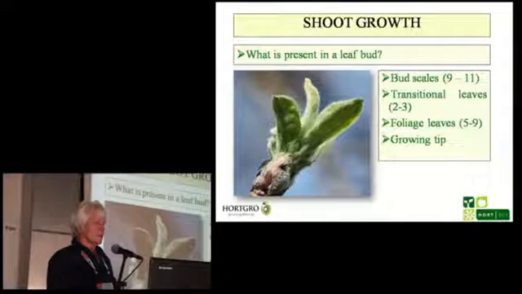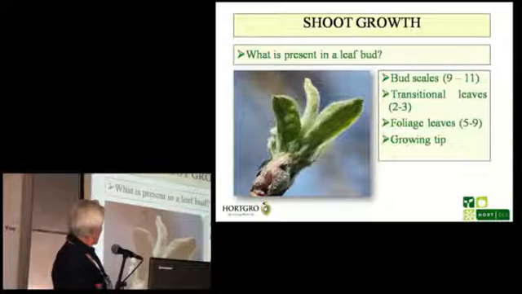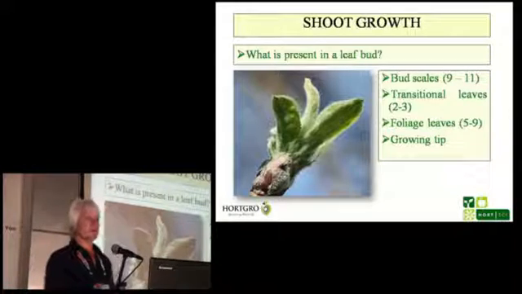short. So if we look at a bud, normally, and this is just an average for apples, it will contain about 9 to 11 bud scales. These are the scales on the outside of the bud, protecting it through winter. As the bud opens, they will drop off and disappear. You can see them at the bottom here. That's followed by what we call transitional leaves, but they're not very important, so let's forget about them. And then also inside that bud, there are a number of leaves.